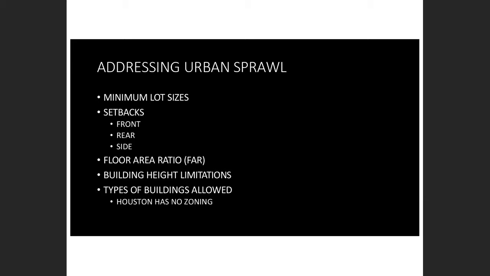Again, as you saw in the zoning map there, the zoning will dictate minimum lot sizes. It'll dictate what are called setbacks, you know, how far the building has to be set back or removed from the front and side and rear property lines. Floor area ratio is, in essence, the floor area of the building divided by the total size of the lot.